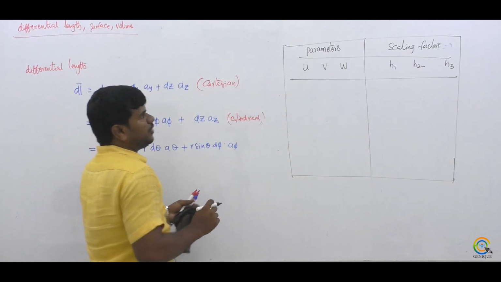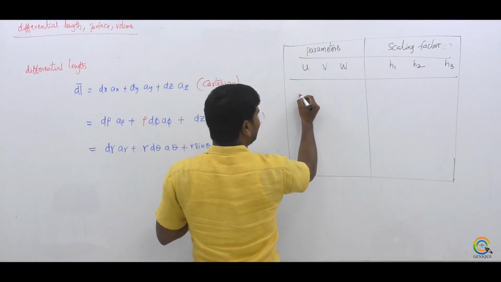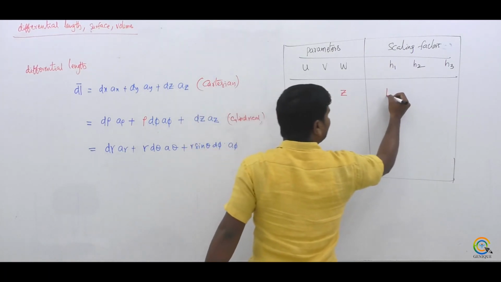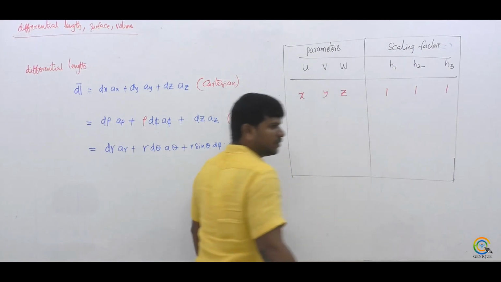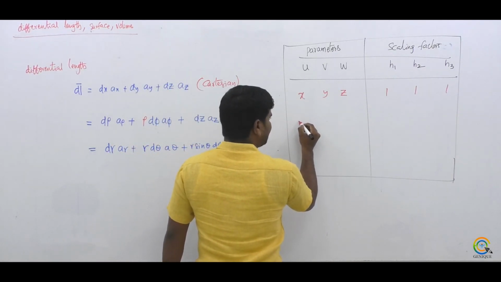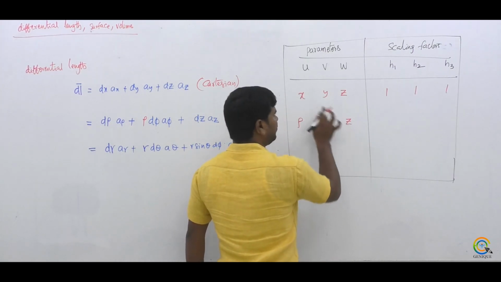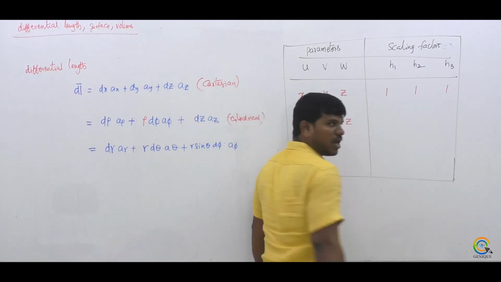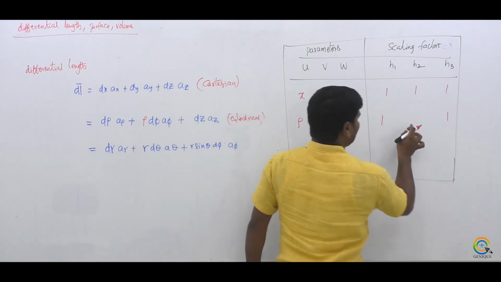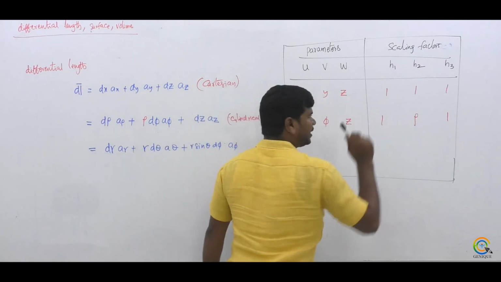Okay, suppose you take the Cartesian coordinate system. What are the parameters? The parameters are x, y, z, and the scaling factors are 1, 1, 1. Now, what if you take the cylindrical coordinate system: rho, phi, z? Because these two are lengths, I am taking those as ones. For the angle, whatever this rho is, I have to write here.